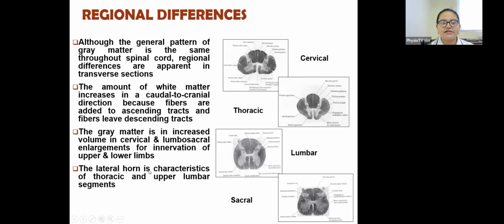Then the lateral horn is characteristic of thoracic and upper lumbar segments. Here, we saw the extension of the nerve cell groups in the lateral horn. They started from the thoracic group. So in the spinal cord, in the thoracic region, there are more lateral horns, and in the upper lumbar region. If you take a TS of, say, L1, it will also consist of lateral horns. But as you proceed towards L2, L3, the lateral horns will start to disappear.